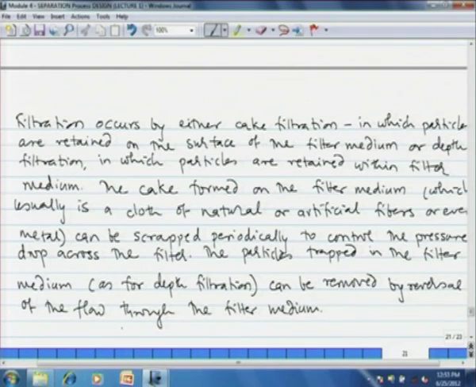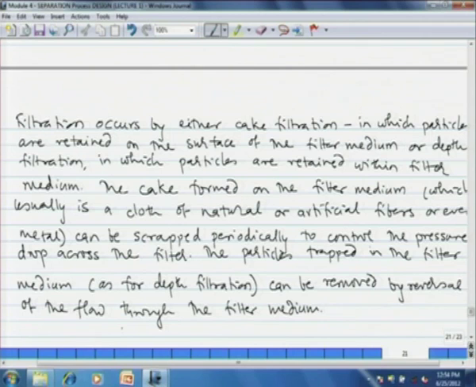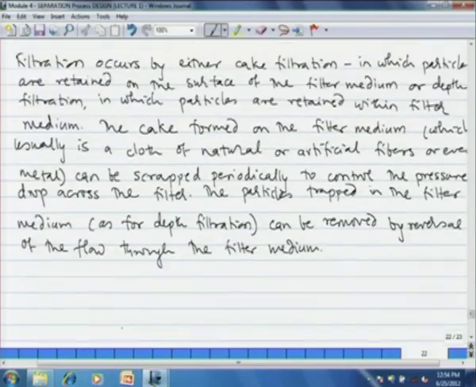So, when you are trying to separate these macroscopic particles, you have to see that the cake formation does not exceed a certain thickness. So, you have to continuously scrape the cake from the filtered surface, or if it is depth filtration, then once the pressure drop exceeds a certain limit, you have to reverse the flow, so that the particles trapped inside the filter medium can be removed. So, these are essentially all the basic separation processes that are used in chemical industry. Depending on what kind of reaction mixture we have, we have to select a process.